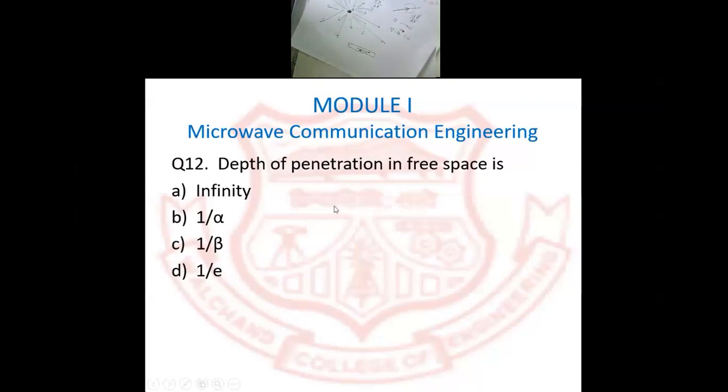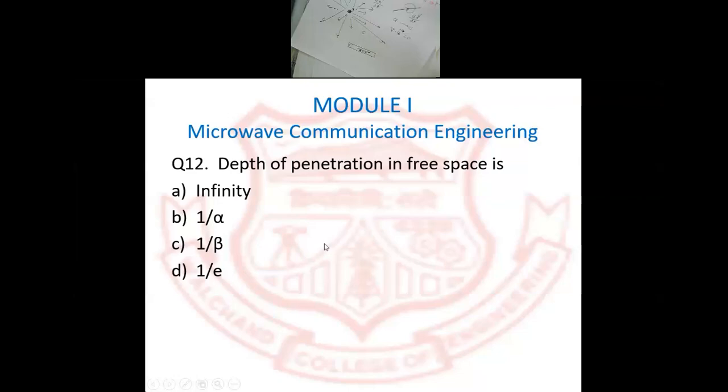Next, the depth of penetration in free space is what? It is infinity, 1 by alpha, 1 by beta, or 1 by e. That is the depth of penetration. How much is the depth of penetration there? Does it depend upon alpha or beta? Someone has answered A. Okay, good. Someone says D, 1 by e.